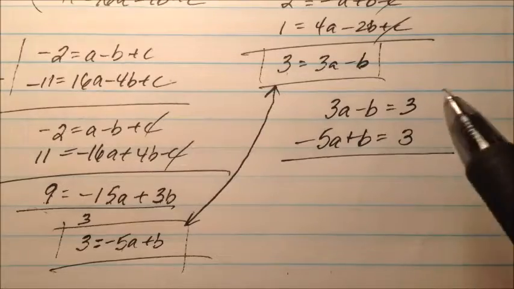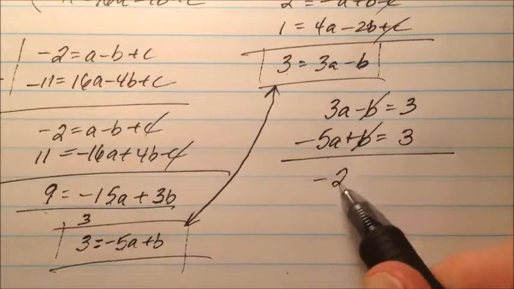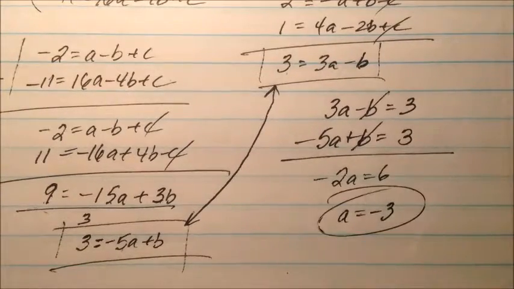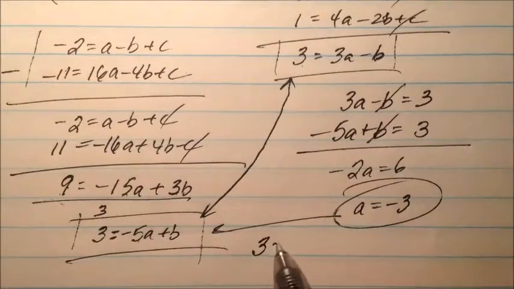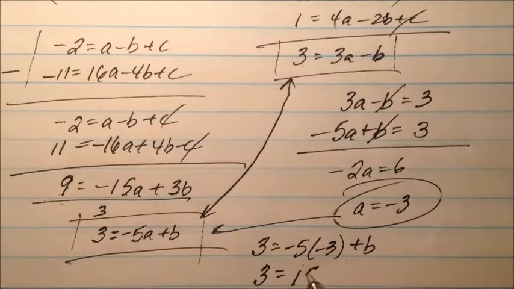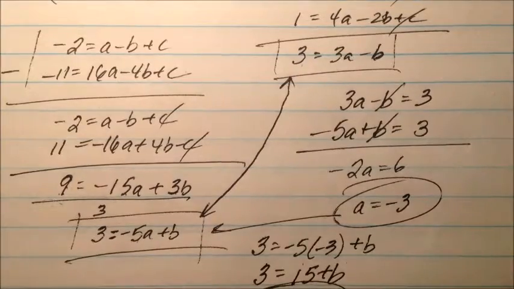Well, the way that's set up, my b's cancel automatically when I add this up. So it looks like negative 2a equals 6. So the value for a should be negative 3. Okay, so let's go ahead and plug that negative 3 maybe back into this equation. So 3 equals negative 5 times negative 3 plus b. 3 equals 15 plus b. And b will be negative 12.